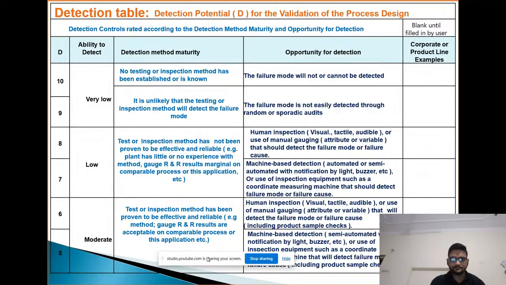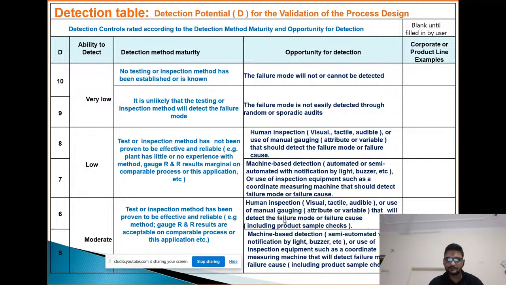Now, machine-based inspection detection, that is semi-automatic, semi-automatic with notification by light, buzzer, etc., or use of inspection equipment such as CMM that will detect the failure mode or failure cause, including product sample check. Means product sample check.